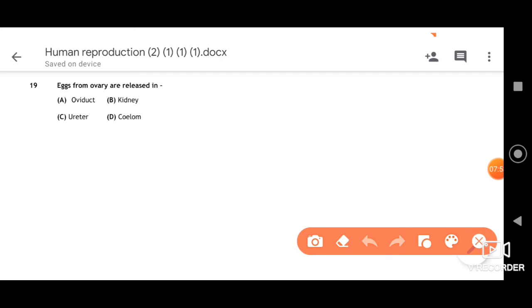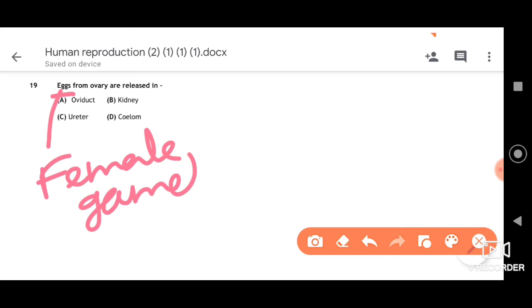As we move on to the next question: eggs from the ovary are released where? We need to identify. It seems to be a very simple question. Of course, eggs are the female gametes. The eggs are released after their formation from the ovary. Inside the ovary there is a structure called the Graafian follicle, which releases the eggs after ovulation, and these eggs are released into the oviduct, my dear friends. Option A is correct.